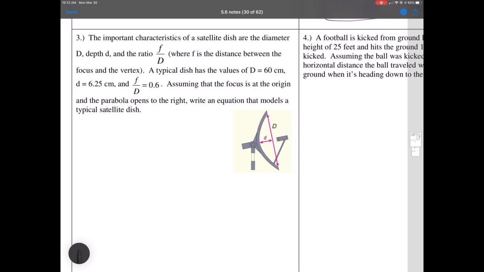First thing we want to know, we know this is a parabola, and we know that f over D is 0.6.